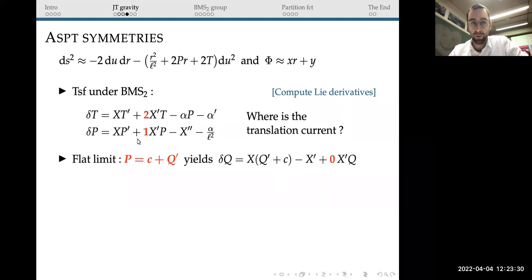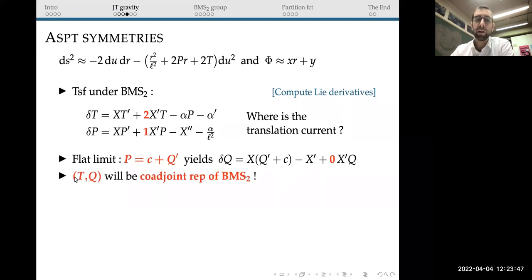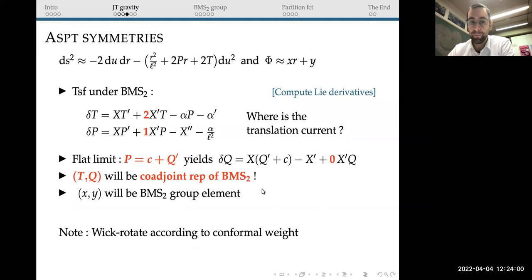And I really stress that, you should think of this Q term as being the one that specifies P, but it's not P that's the current for translations. As you will see, this is going to be important later on in the talk. In particular, notice, of course, that Q is only defined up to a constant because you only see Q prime in the metric. You never quite see Q. So in particular, this pair T, Q will in fact be a coadjoint vector for the BMS2 group. And it will also turn out later on that this pair X, Y, so the components of the dilaton, are essentially going to be specified by a group element in BMS2.